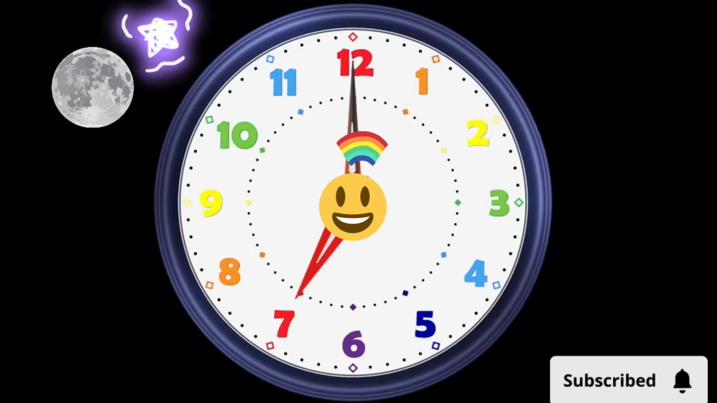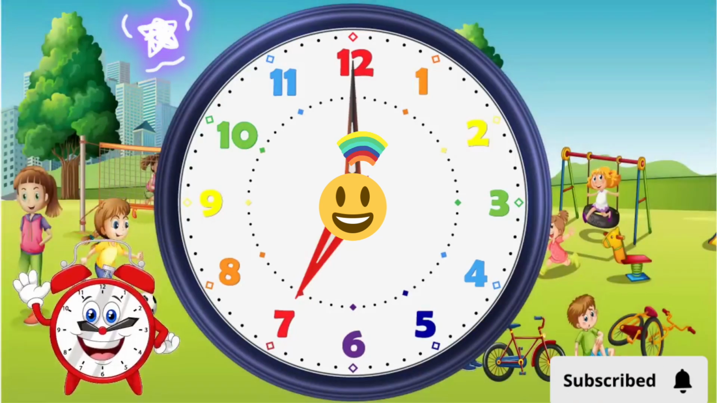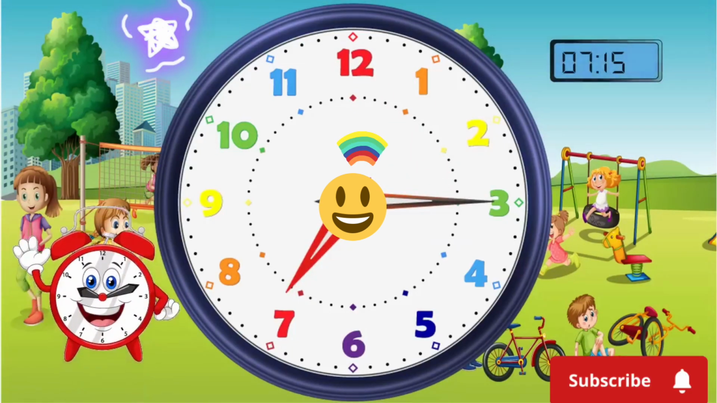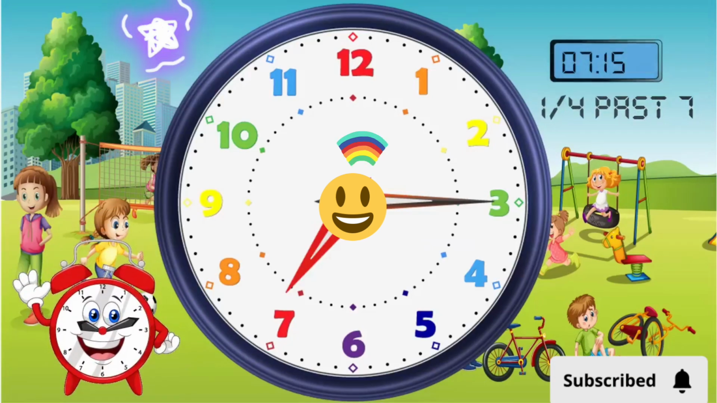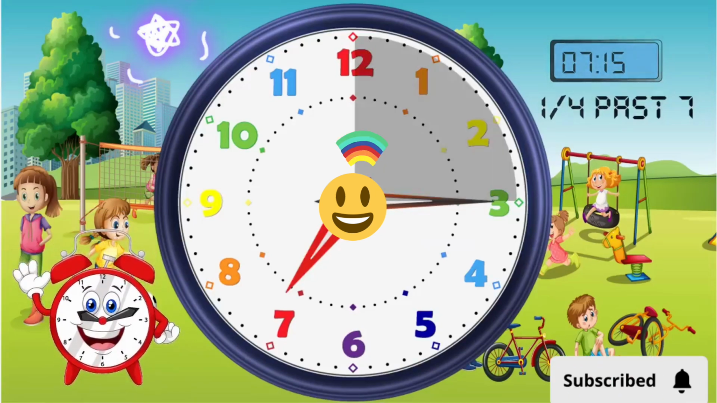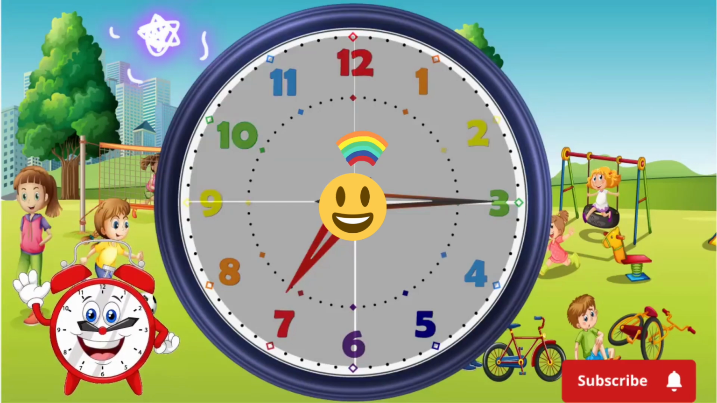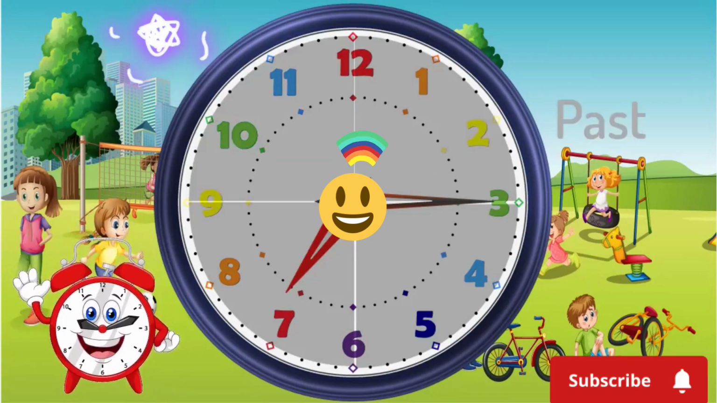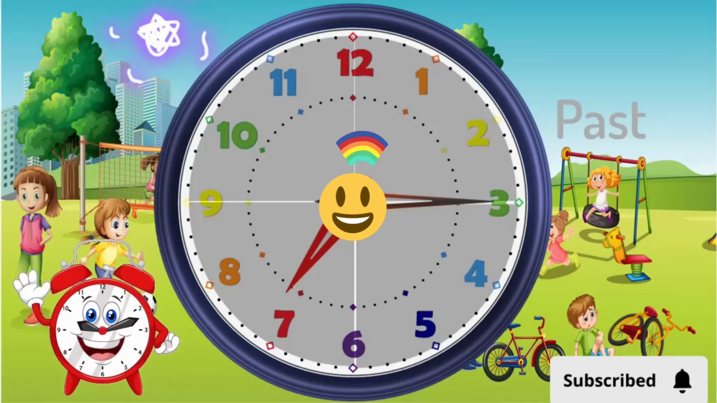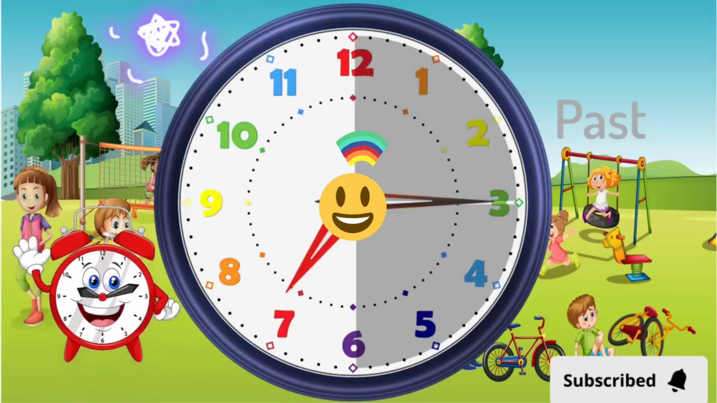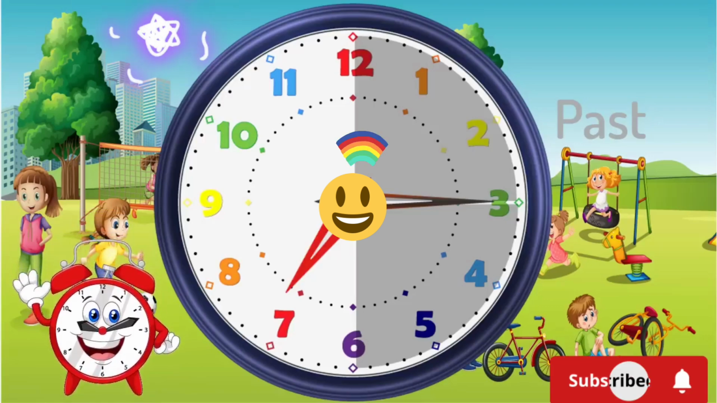I'm so sleepy. So, let's look at an important part of telling the time. When the time shows this, you can say 7:15 or quarter past 7, because there are 4 quarters on this clock face. 1, 2, 3, 4. When using the word past, it's always when the minute hand is in this section of the clock face. When it goes past the 6 or the 30-minute mark, we say to.